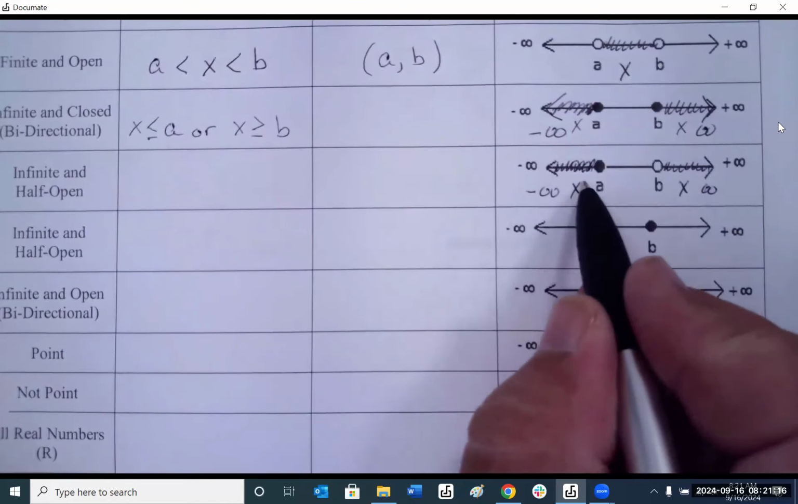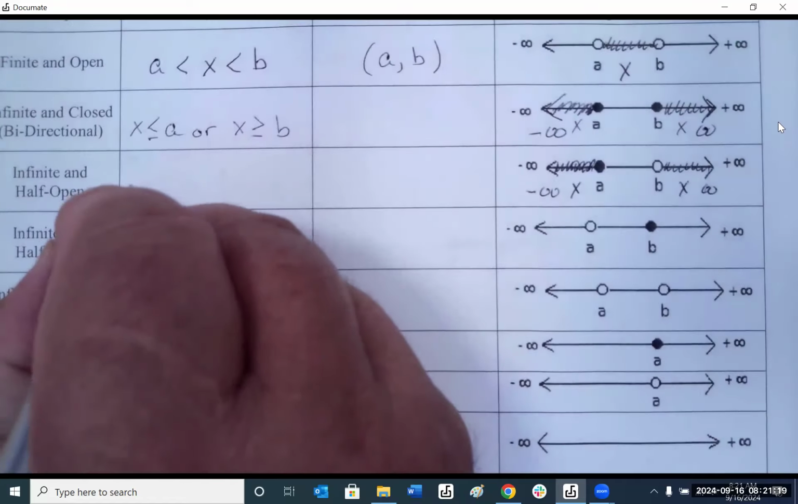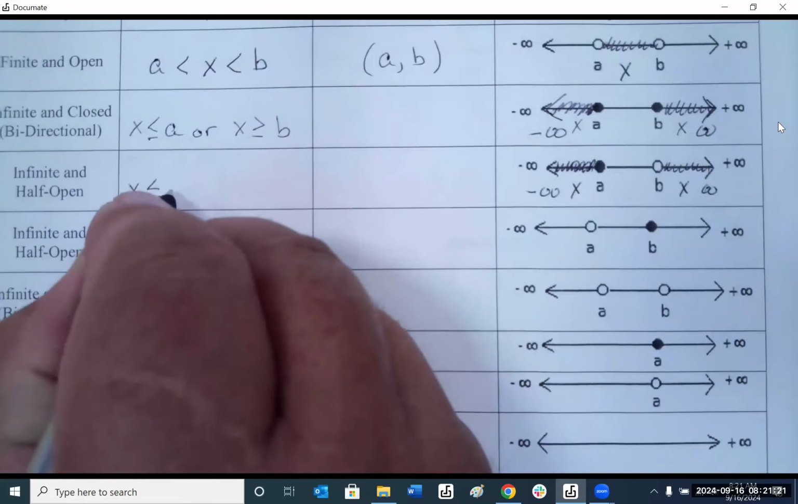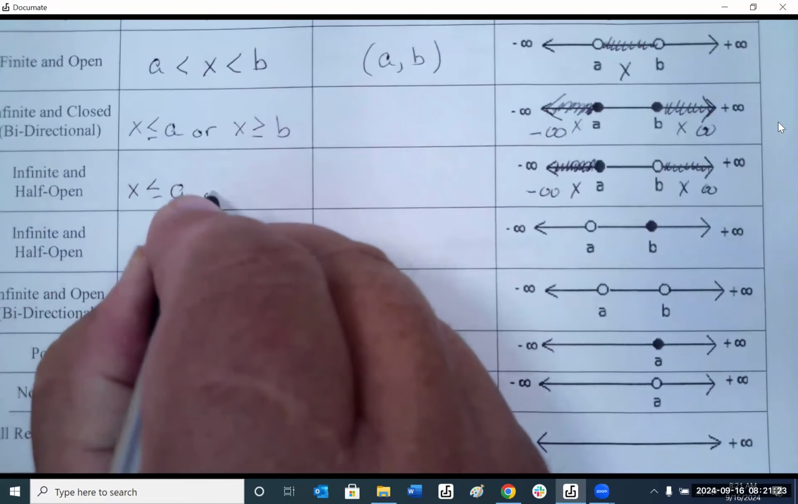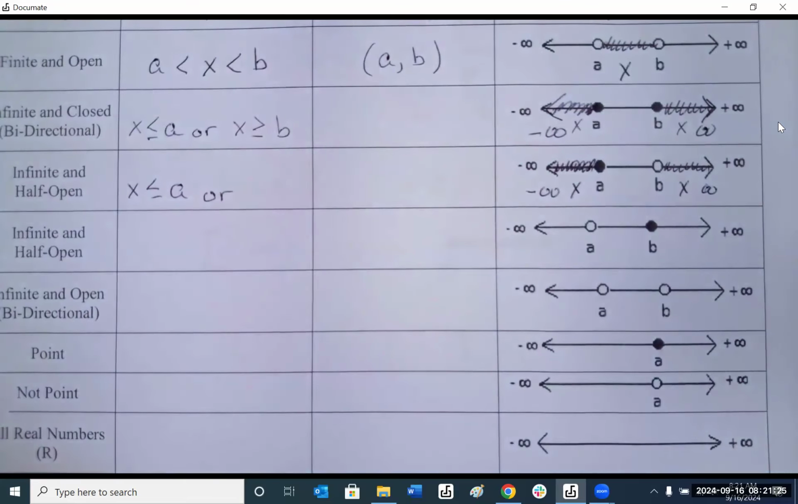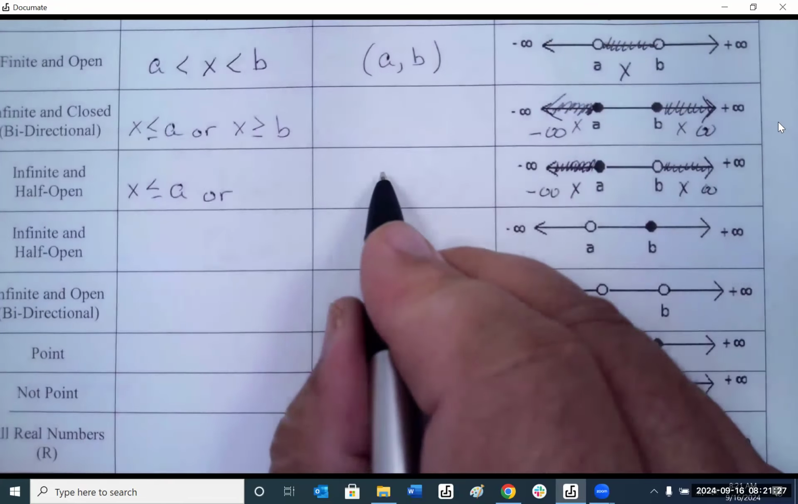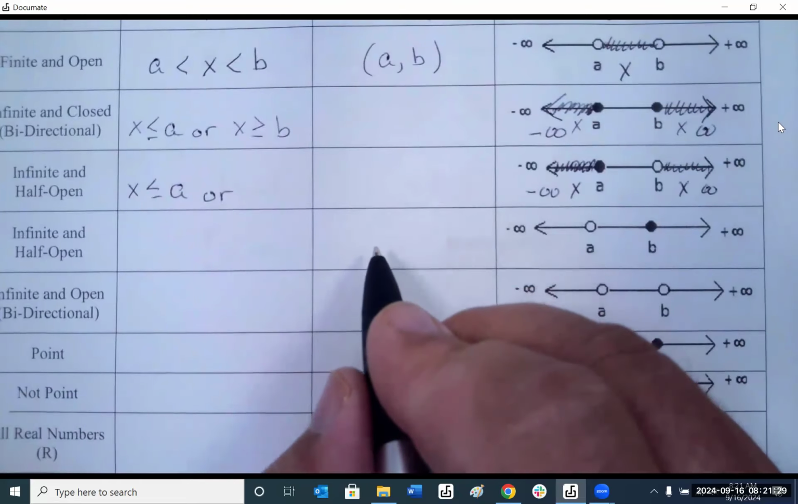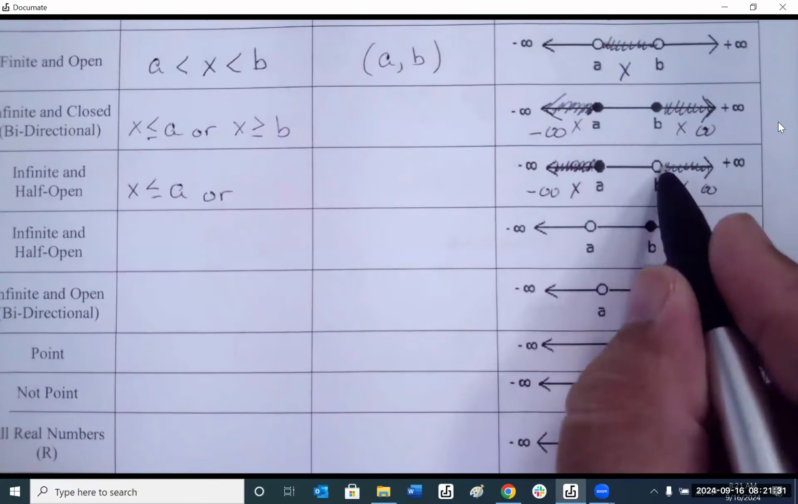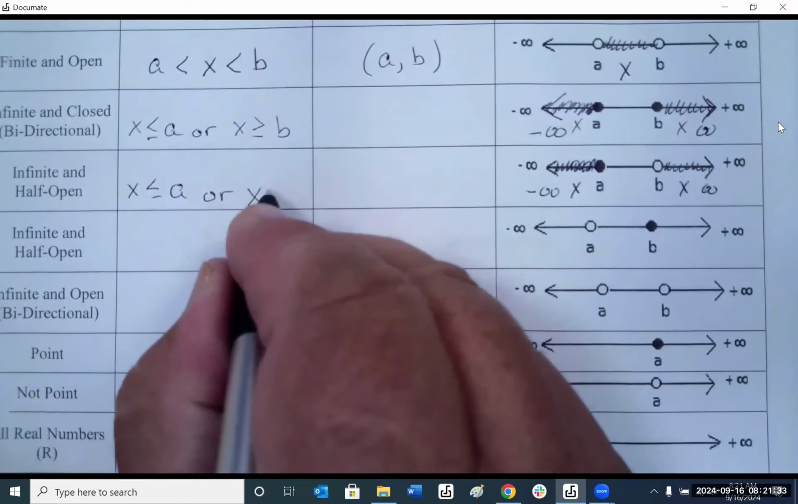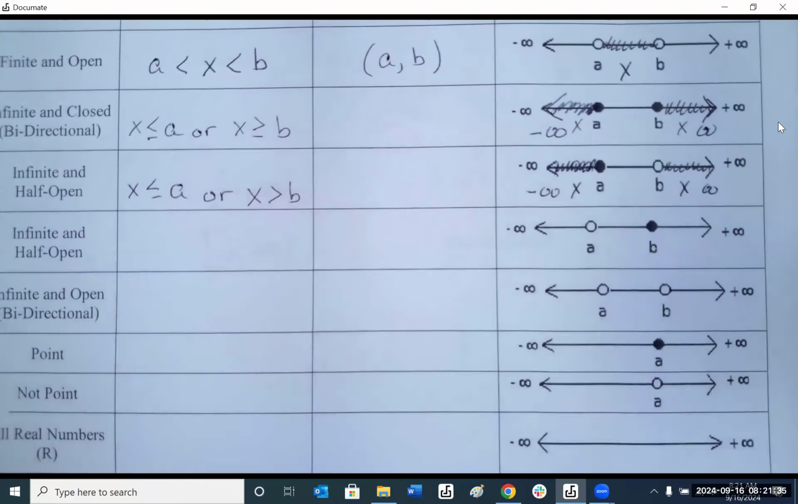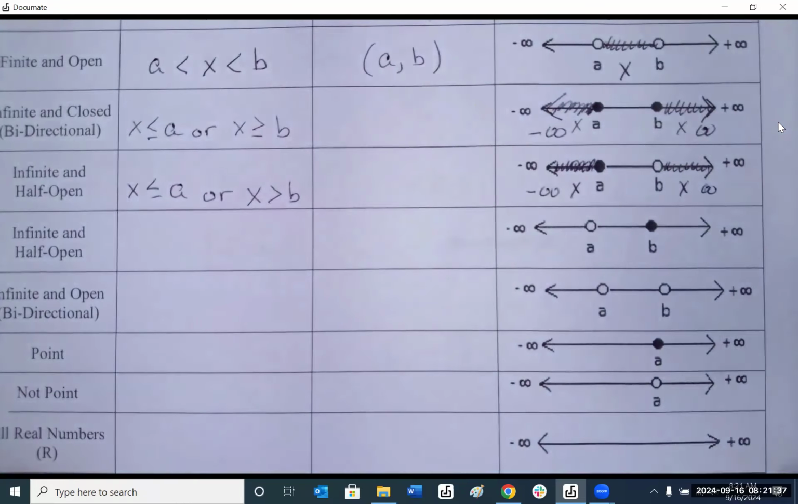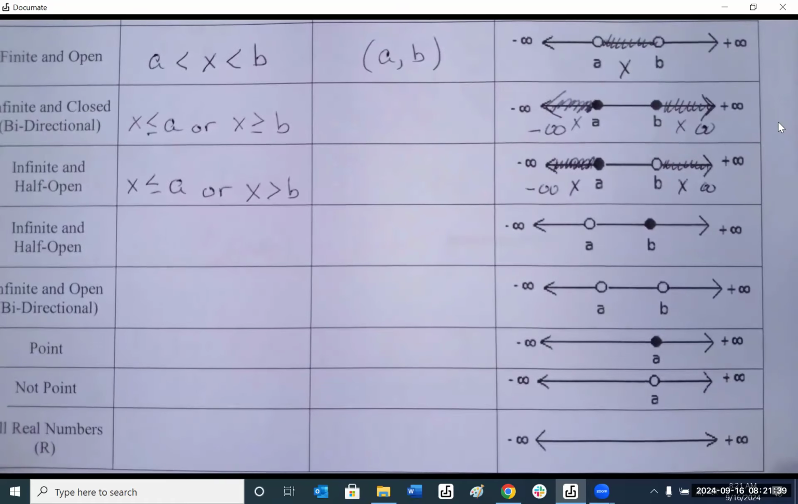The left side, X is to the left of A, so X is less than or equal to A, or X is strictly greater than B. It cannot be equal. Let's see what those look like in interval notation.